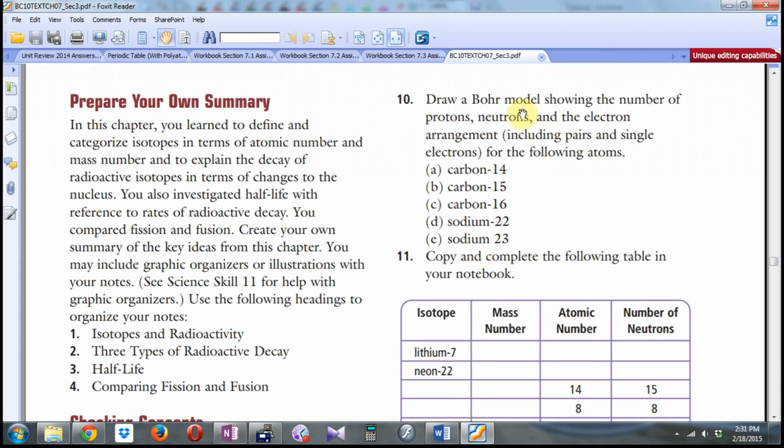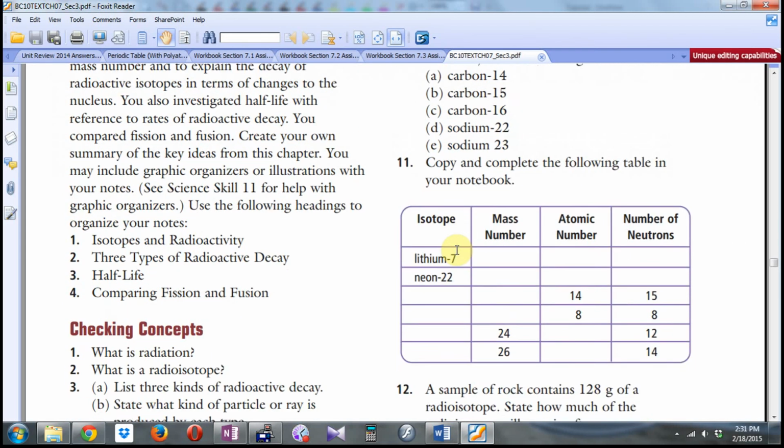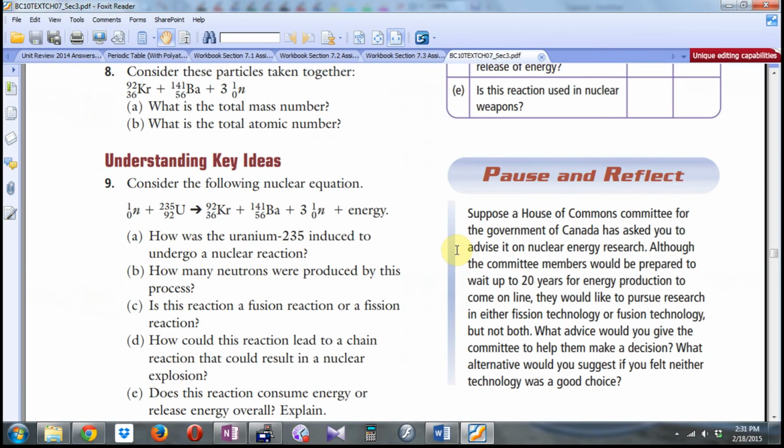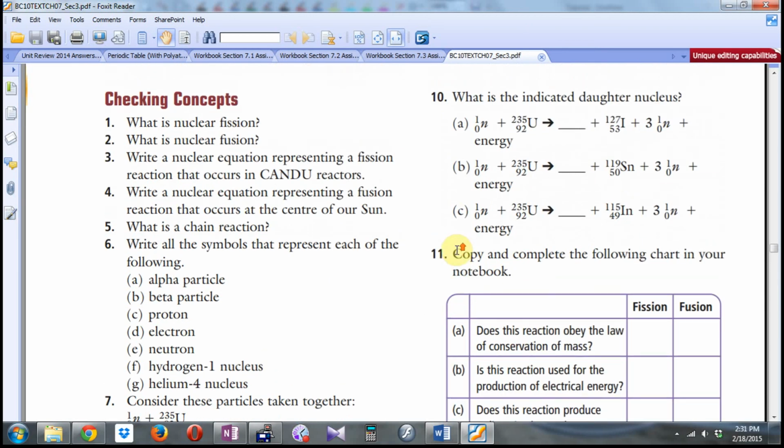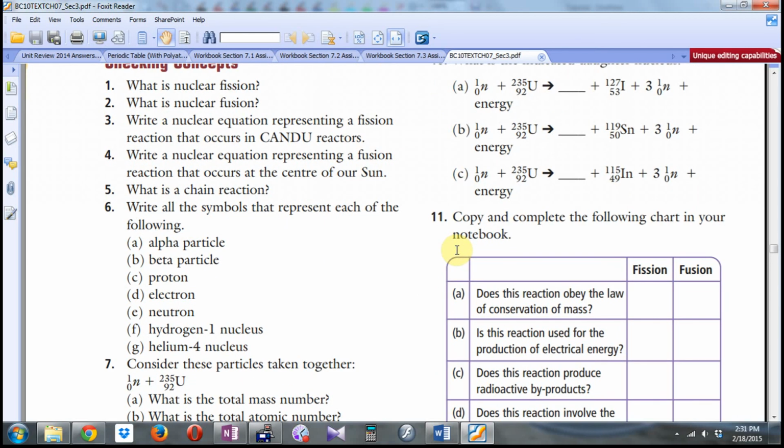I'm not going to have you draw Bohr models. I've done that already. I don't know. Anything else you're wondering about? Okay.